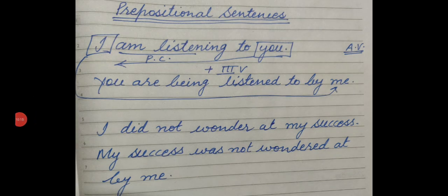Clear? Now see one more example. I did not wonder at my success. So my success will be the subject. My success did not, it means which tense? Simple past. So helping verb in passive, was. My success was, it is a negative sentence, not will come. My success was not wondered at. The preposition in active comes in passive also as it is. Wondered at by me. So dear students, in this way you will change prepositional sentences into passive.